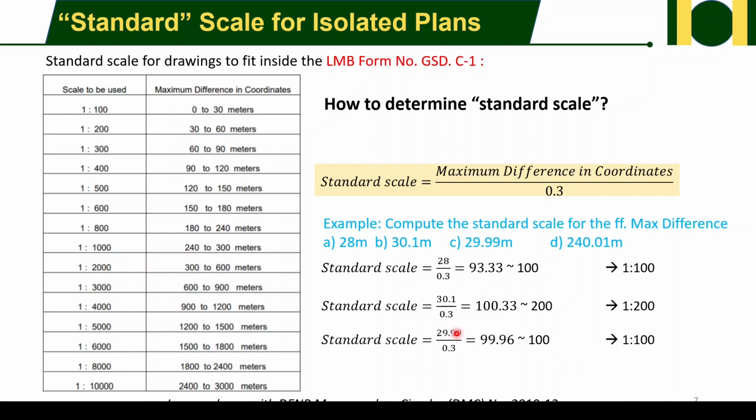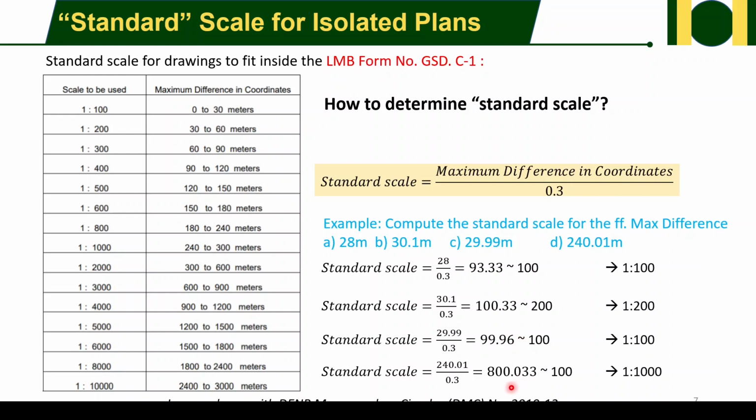Next, 29.99 divided by 0.3. That is 99.66. So it's 100, and it's 1 is to 100. Even if the answer is 100.01, for example, you have to use 200. You cannot round down; you have to always go to the next higher number. Okay?